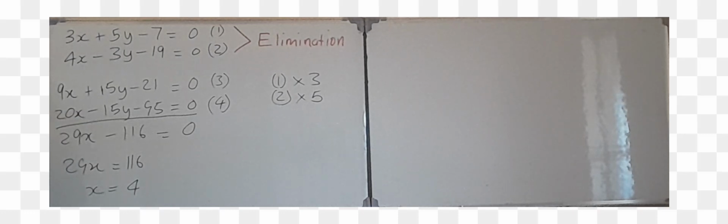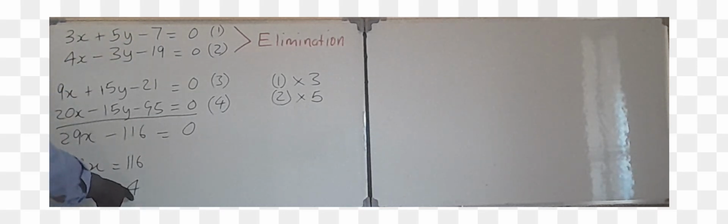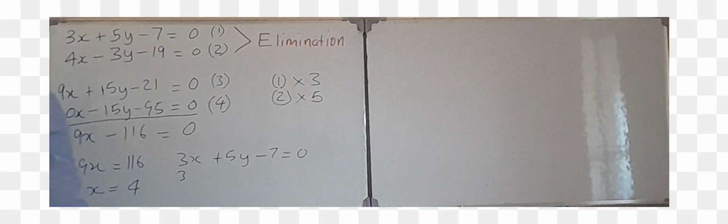Now, having found the value of x, we have a choice to go back to either equation number 1 or equation number 2 and substitute for x. Well, let's choose equation number 1. We write 3x plus 5y minus 7 is equal to 0. Let's put x is equal to 4. That gives us 3 times 4, which is 12, plus 5y minus 7 is equal to 0.